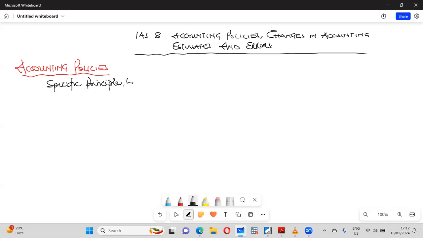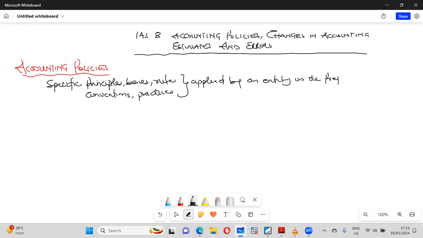Specific principles, you can say the basis, you can say the rules, you can say the conventions, you can say the practices, all these, that are applied by an entity in the preparation and presentation of financial statements.